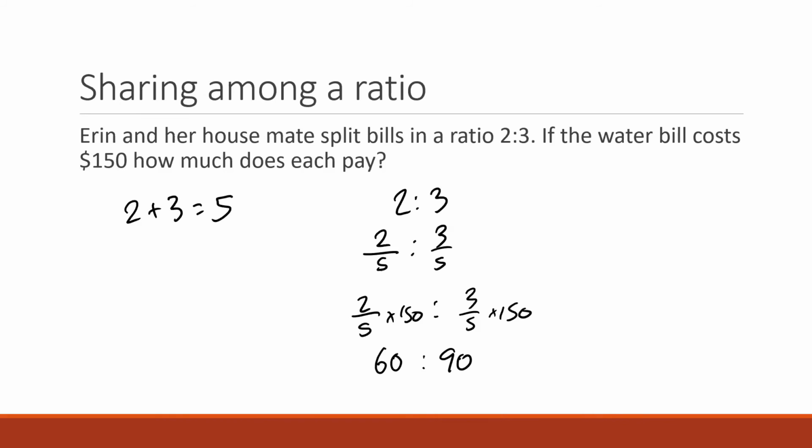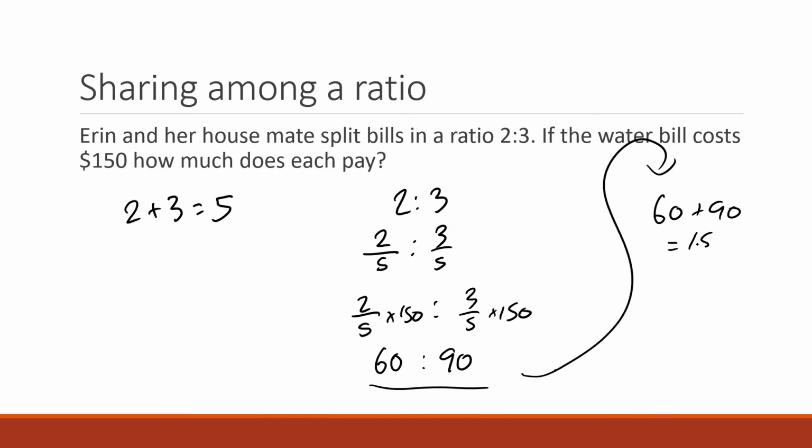We can double check this with 0.6 times 150. We can also double check it by going up here: 60 + 90 = 150. Beautiful, excellent, it works. And that's how you would do it really, really quickly.